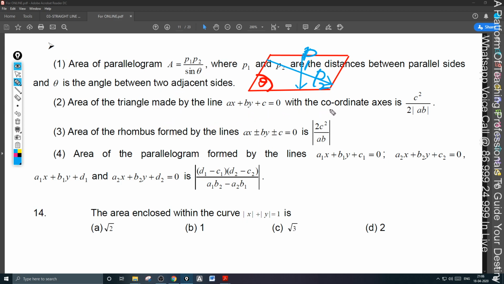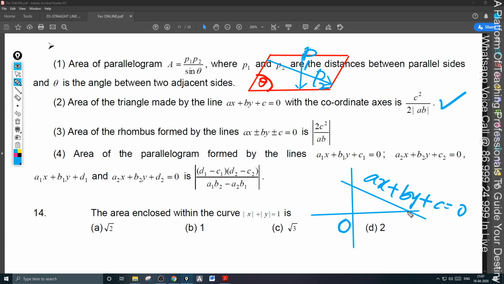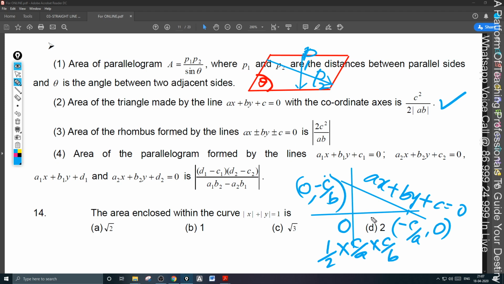Similarly, the area of the triangle formed by ax plus by plus c equal to 0 with the coordinate axes is c square by 2 mod ab, which is also an important concept to be remembered. Very simple. This is the y axis, this is the x-axis, and this is the line given, and this is the origin, and the line is ax plus by plus c equal to 0. If you substitute y = 0 here, it is (minus c by a, 0). If you substitute x = 0 here, it is (0, minus c by b). Then half into base into height. Because we need only the length, we take the positive quantity of it. So it is nothing but c square by 2 mod ab.